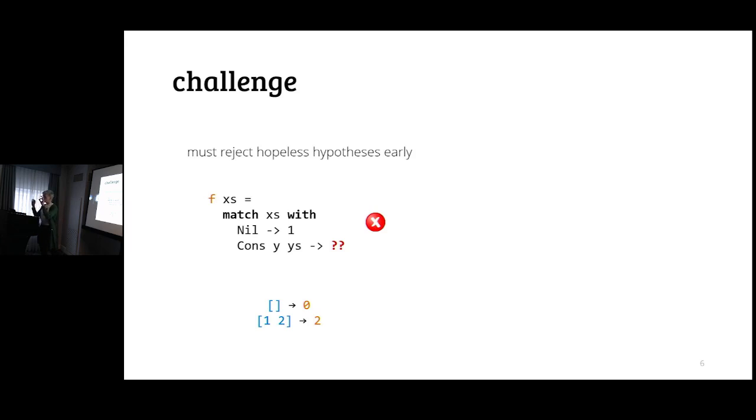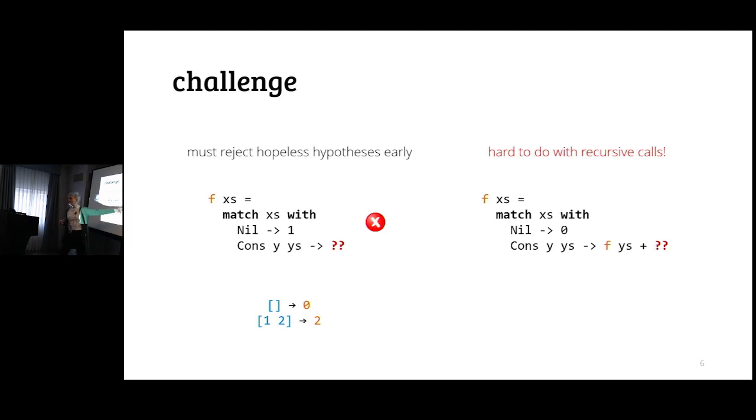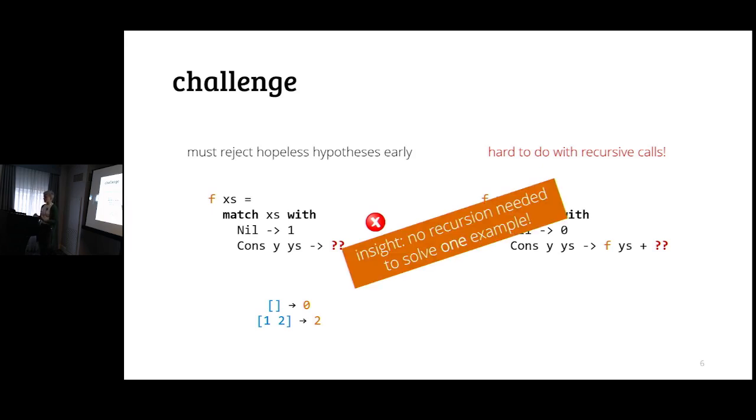However, the challenge with recursive programs is that if you have a recursive call in your hypothesis, because you don't yet know what it's doing, because you haven't synthesized the program yet, it's hard to reject them because you don't know what they're doing, right? And this is the challenge that this paper is addressing. And the insight of this paper is, well, if you only look at your problem for each one example individually, you never need recursion to solve that. You can always solve that using a straight line program, right?